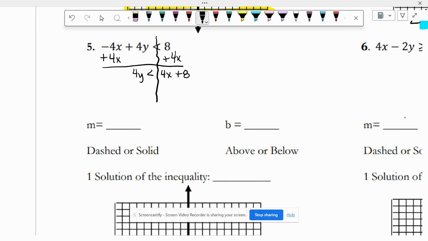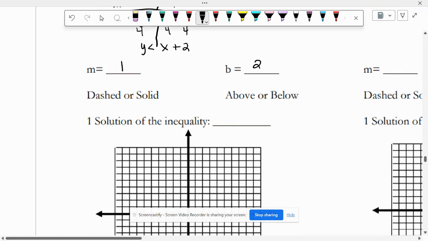Next. Yeah, divide everything by 4. Y is less than x plus 2. What's my slope, Melani? What's my y-intercept, Riley? No, Riley in here. Sorry. Wrong class. Nathan Harper. What's my y-intercept? Good job. So I begin at 2.